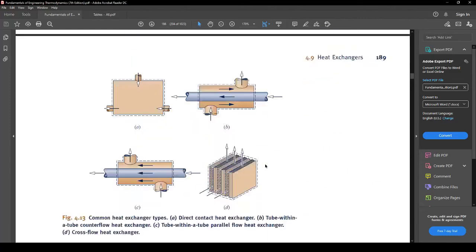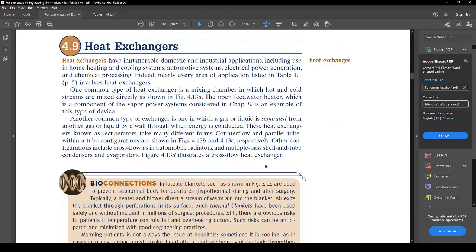But the main subject of today was heat exchangers. This is one of the last processes that we could go through. So we went through compressors, turbines, pumps, nozzles, diffusers, and now we have heat exchangers. And then there's one more after this one called throttling devices, or valves, as you might know them.